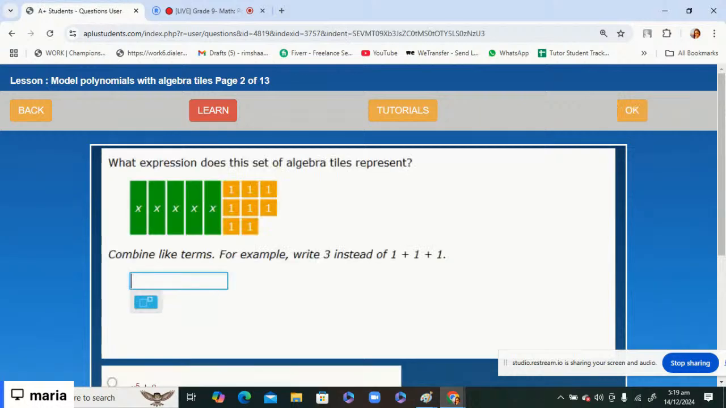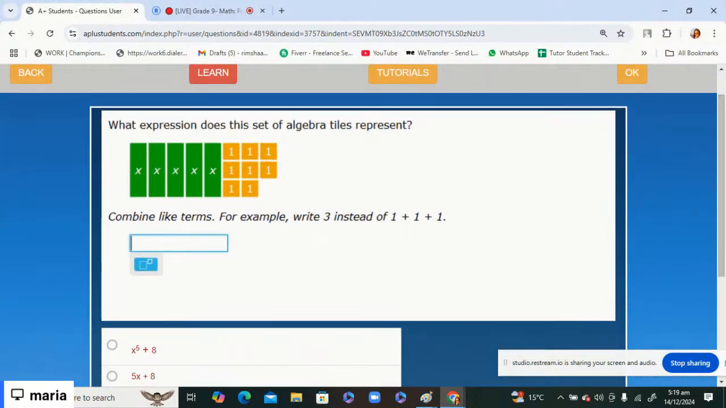Now write the expression this set of algebra tiles represents. There are only x and 1 involved now. So how many x are there and how many 1s are there? There are 5x there. So is it x power 5, or are you going to multiply 5 with the x? It is the same in both of them. You guys think about it and then I will tell you the answer. Do we put the 5 as the power, or do we put it with the base?